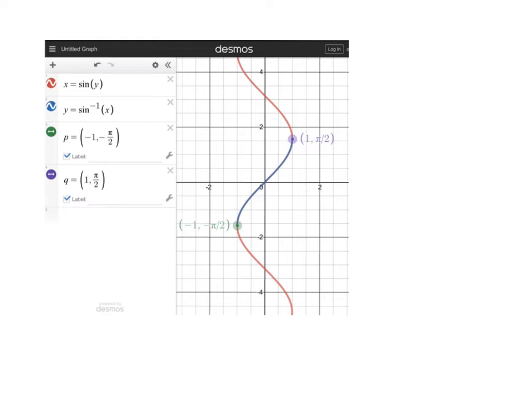And what you see, here's the line, here's the curve, x equals sine y, and then this blue part here, let me see if I can't get fancy. This blue part here is the actual graph of the arc sine. And notice I highlighted these points because that's the end point.